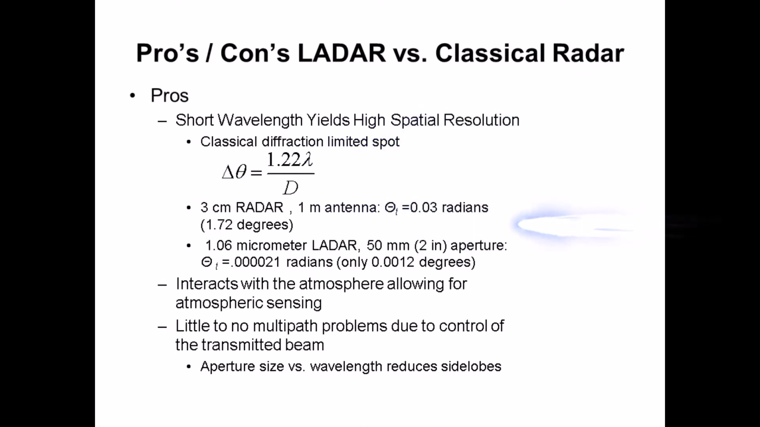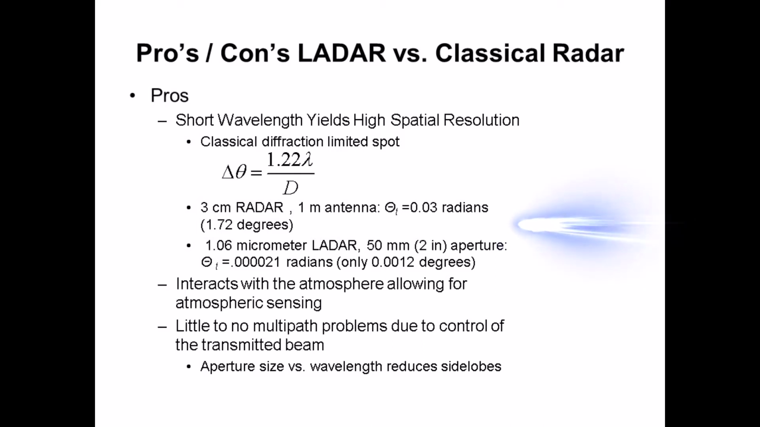So putting in some parameters for laser radar systems and a conventional radar system, we see that if we have a radar system that uses radio waves that have a 3 centimeter wavelength, and we use a 1 meter dish antenna to detect the signal, they'll be able to resolve targets that are separated in angle by 3/100ths of a radian, or about 1.72 degrees.